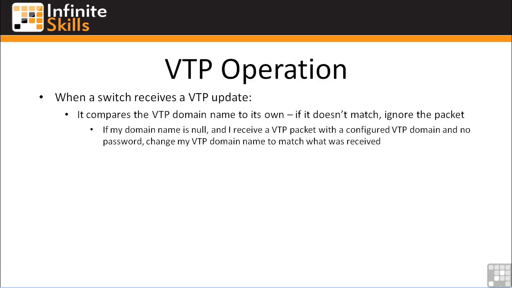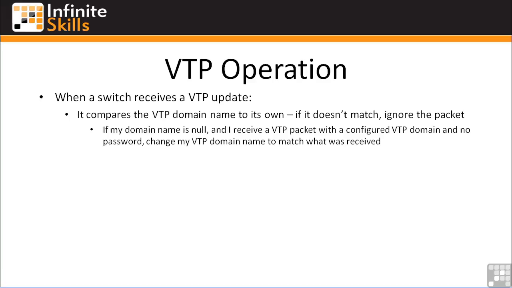Now, the one exception to this is if my domain name is null and I receive a VTP packet with a configured VTP domain and no password, I will change my VTP domain name to match the domain in the packet I received. And again, when we finally break out to the lab, you'll see this in the lab. We'll configure the VTP domain on one switch, and by the time we can get to the console of the other two, that VTP domain name will already be populated out there.